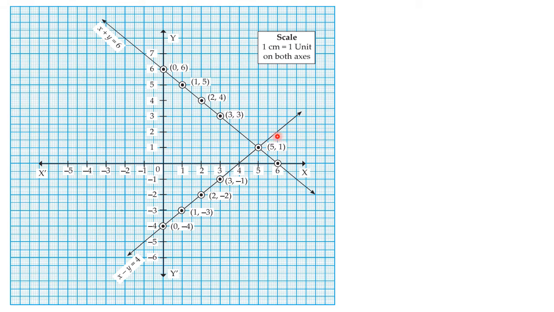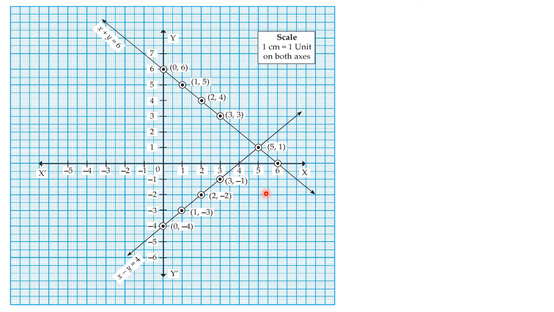Afterwards you are going to draw the second line by plotting the points, and then see the equation is written. So it is very clearly understood by the examiner that this line is for the first equation and this line is for the second equation. Also, as I have said, don't forget to write down the scale. 1 centimeter is equal to 1 unit.